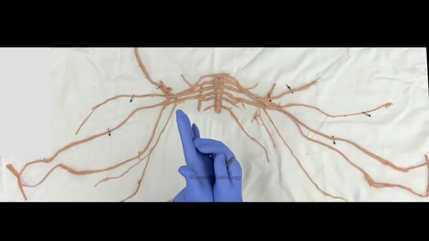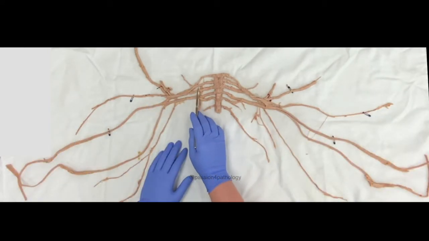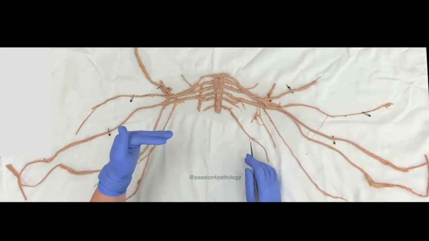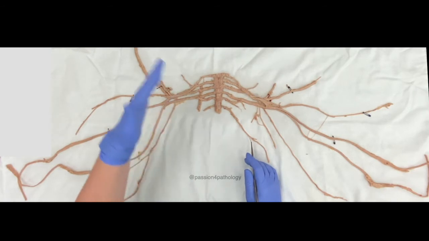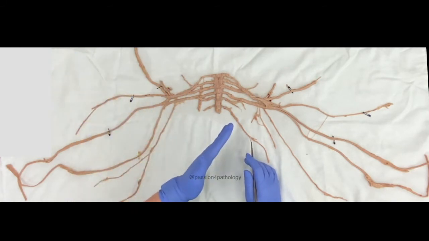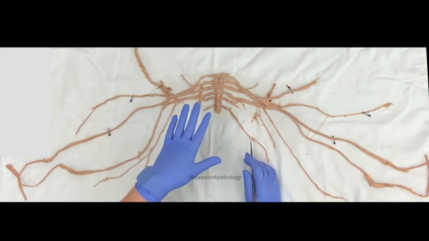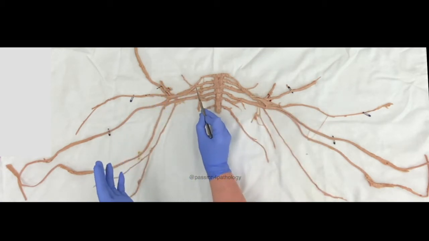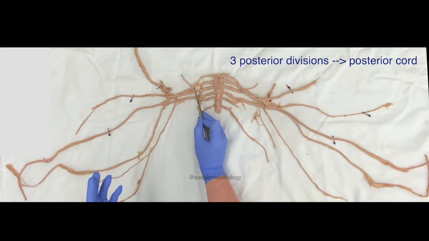Then after your trunks, you're going to have division. Each one of these trunks is going to have division. Each one is going to have an anterior division and a posterior division. So you have 6 total: 3 anterior divisions, 3 posterior divisions. Now, let's start with the posterior divisions because they're easier. So the posterior divisions, all 3 of them from each trunk. You have a posterior division from the superior, middle, and inferior trunks.